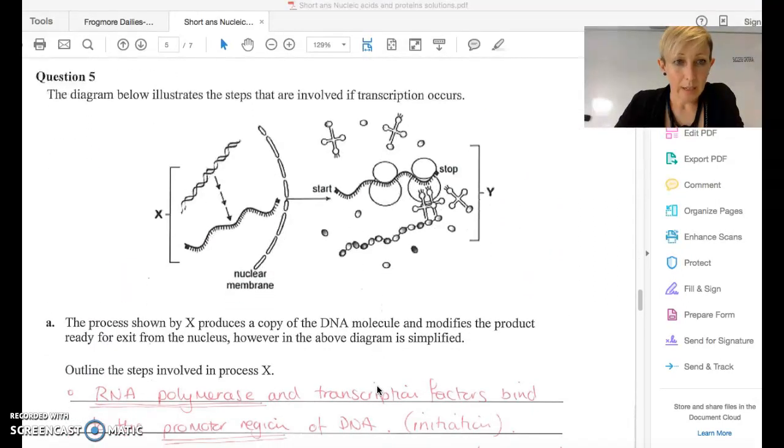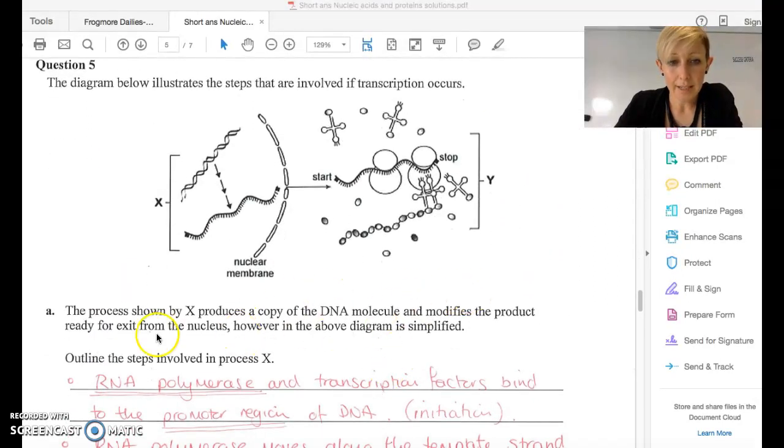Moving on to this one. Here we're looking at question 5. I wanted you to annotate this question. So 5a: the process shown by X produces a copy of the DNA molecule, circle, underline this bit, and modifies the product. So it's copying the DNA, building messenger RNA, and then mRNA modification is occurring to allow it to exit from the nucleus. You know that pre-mRNA cannot leave the nucleus until introns are removed and it has been capped. Many people missed that.